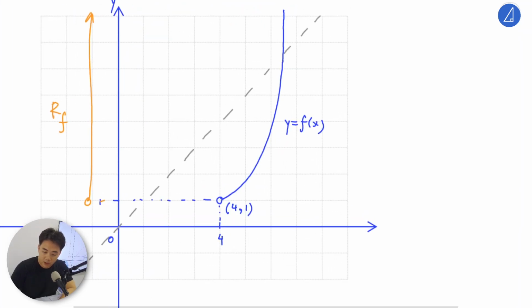Remember, if this is 4 1, then the corresponding point will be 1 4. Okay, x becomes y, y becomes x. So if this is 4 1, the corresponding point on this end here will be 1 4. That's why drawing to scale is important. This guy, the mirror point here will be 1 4. Okay, this is important. So this is 1 4 here.